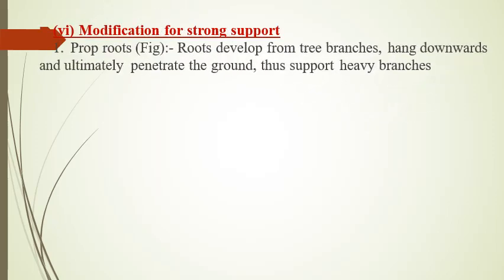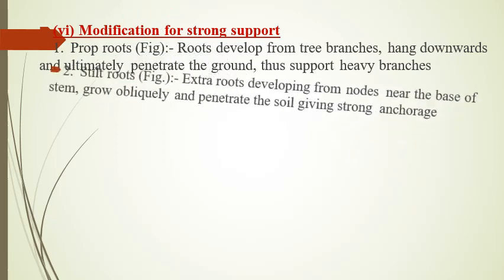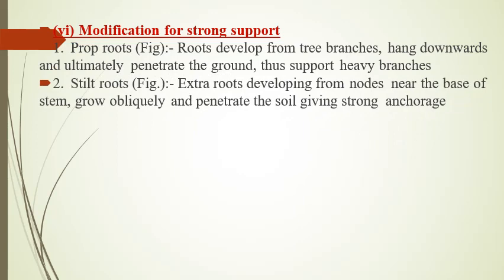Now, modifications for strong support. Prop roots: roots develop from the tree. You can see in the animation these branches hang downward and ultimately penetrate the ground, supporting the heavy branches. Next, stilt roots: extra roots developing from nodes near the base of the stem grow obliquely and penetrate the soil, giving strong anchorage.